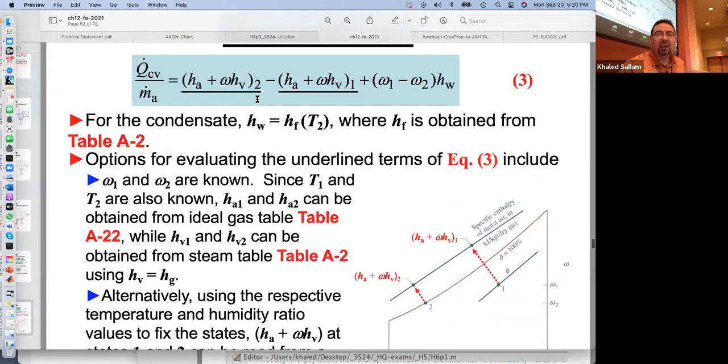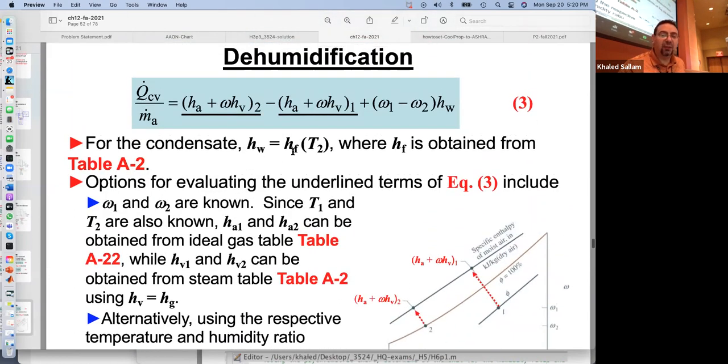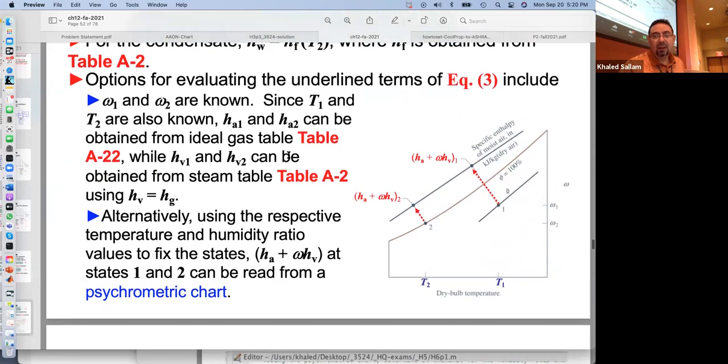So you get this H water from Hf, from the steam table, Hf. Remember Hf is the liquid, Hg is for the vapor, right? Very good. So use states 1, 2, and W1 and W2.